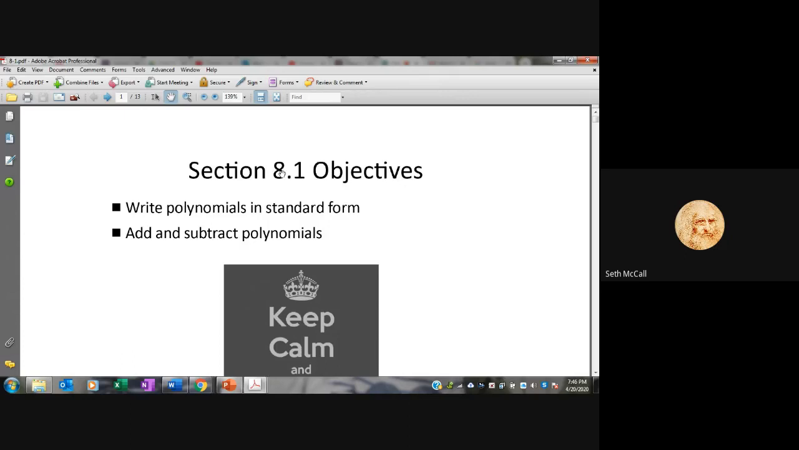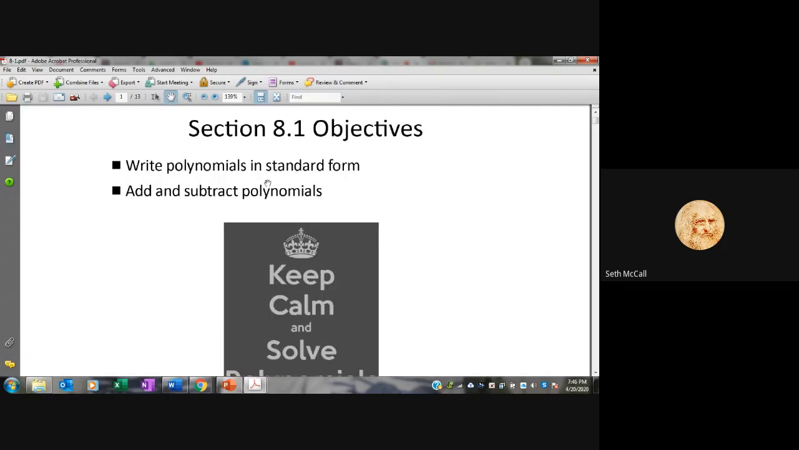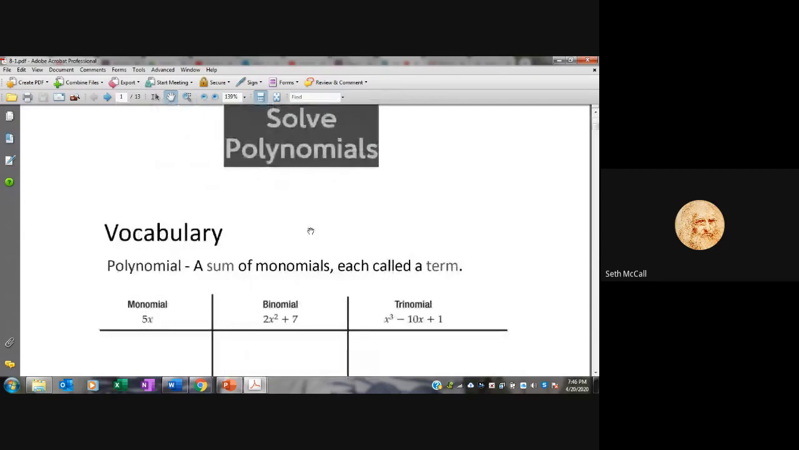We're going to start into chapter 8. I did give you guys all of the notes and the worksheets from chapter 8, so hopefully you hung on to those. That was actually the last day that we met. I am going to make sure that the PDFs of the notes and the worksheets are still posted on my Google page too. So let's get started. We're going to talk about writing polynomials in standard form and then adding and subtracting polynomials.